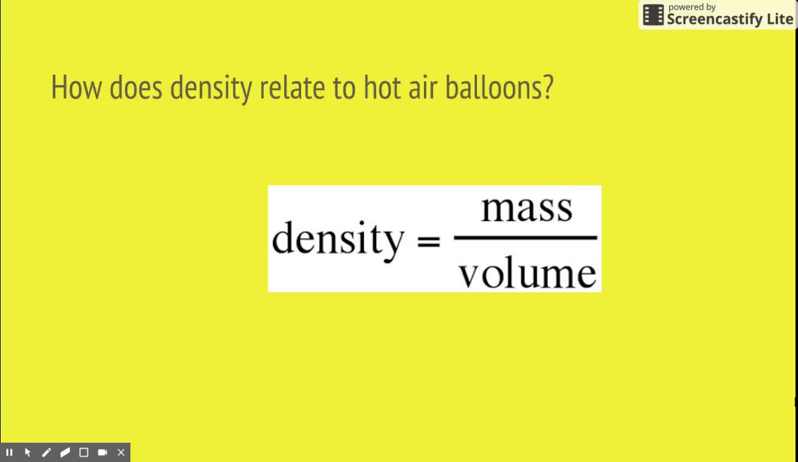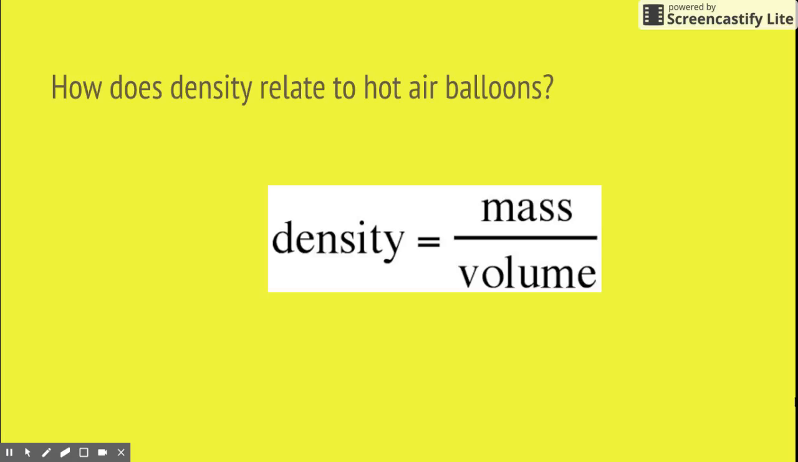So how does density relate to hot air balloons? Density is the relationship between mass and volume of an object, where the mass of an object is measured in the amount of stuff or matter that it's made of. We measure this typically in grams, found using an electronic balance.